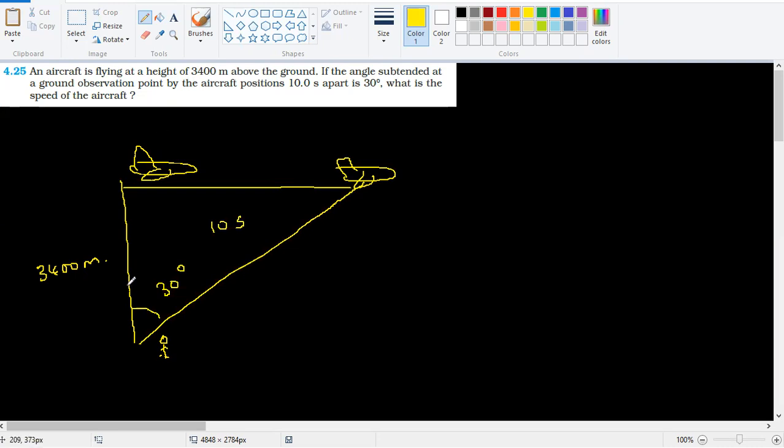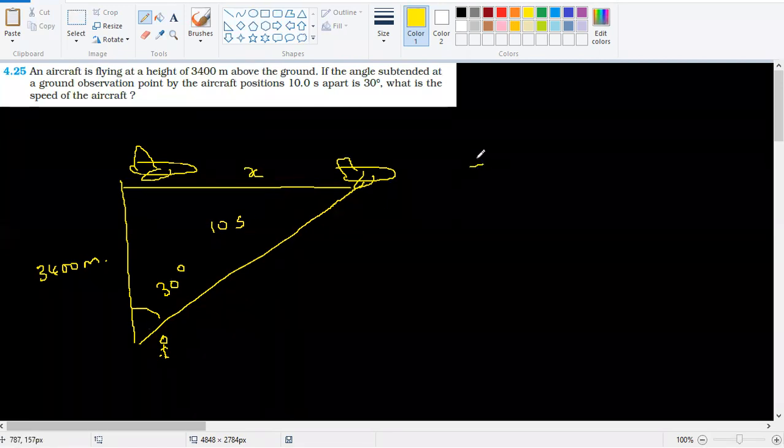So using this, I'm supposed to find the speed of the aircraft. But they didn't say that it is vertical, right? So it can be anywhere. But let's try this. So the height is given here. This distance I do not know, so let's call it x.